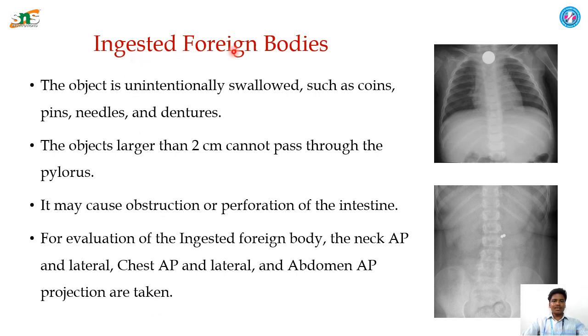Then ingested foreign bodies, where the object is unintentionally swallowed, such as coins, pins, needles, dentures, and tooth implants. An object larger than 2 cm cannot pass through the pylorus, so it will cause obstruction or perforation of the intestine. For evaluation of the ingested foreign body, the neck AP and lateral, chest AP and lateral, and abdomen AP projections are taken.